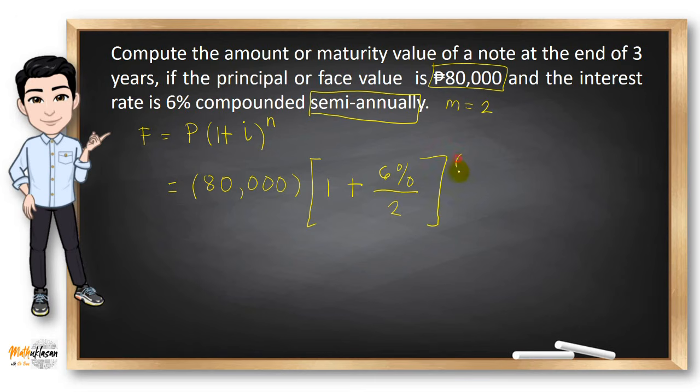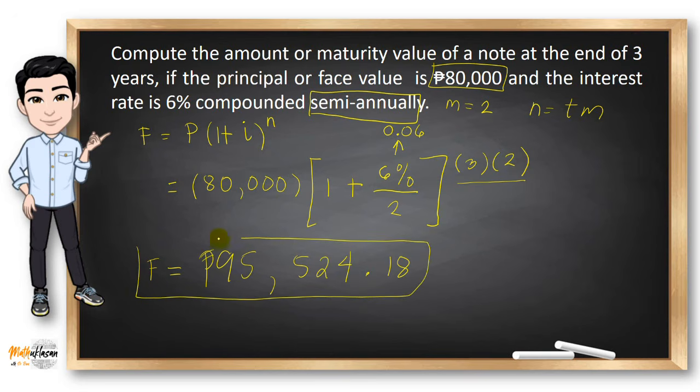So raising this to N, which is T times M, we have 3 times M, which is 2. Note that before using your calculator, you need to choose whether you will use 6% by pressing the percent symbol on your calculator or transforming 6% into 0.06. And this is an exponent, so you need to explore the exponent function of your calculator. So using your calculator, we'll get the value of 95,524.18 pesos. And this is now the maturity value of the banknote after 3 years compounded semi-annually.